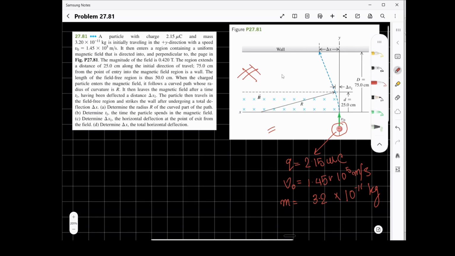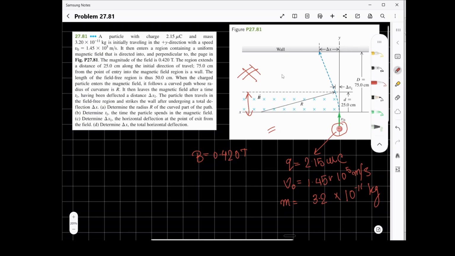Then the magnitude of the magnetic field is 0.420 Tesla. Okay, B equals 0.420 Tesla. The region extends a distance of 25 centimeters. This thing is 25 centimeters in width, along the initial direction of travel. So it's traveling in the plus y direction, and its extension is 25 centimeters.